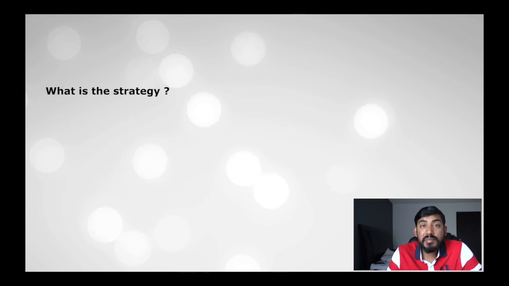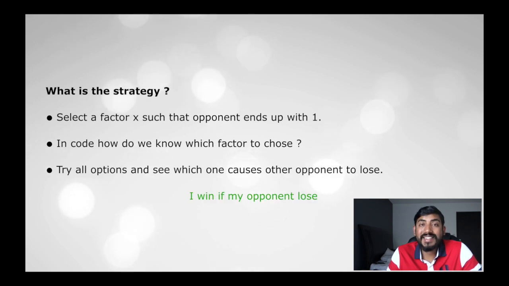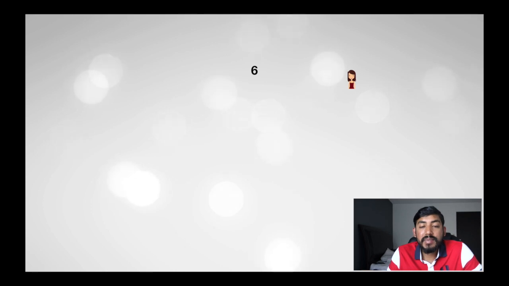And we have to remember that Bob also uses the same strategy, and Alice also uses the same strategy, because in the description it's given that both the players play optimally. So whatever strategy Alice uses, Bob also uses the same thing. So let's take an example and see what I mean by that.